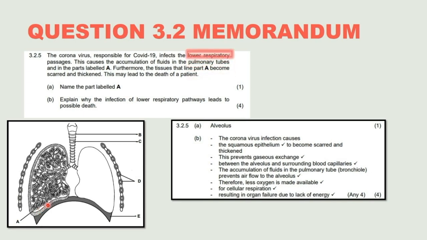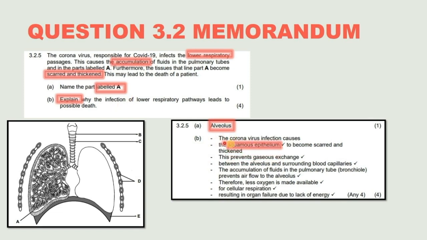So then furthermore, the tissue that lines part A becomes scarred, and then it thickens as well. So let's quickly read the question. They say, name the part that's labeled A. So again, label A is my alveoli or my alveolus, and then explain why the infection of the lower respiratory system of pathways can lead to possible death.